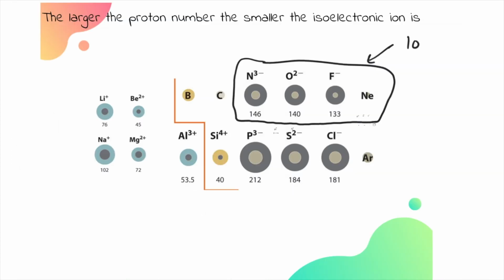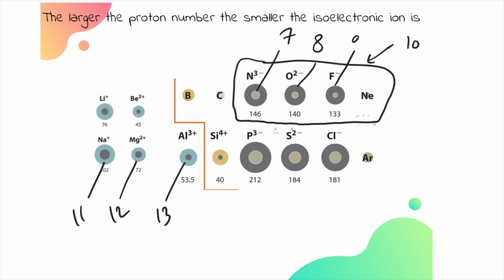The answer is simple. All you have to do is compare the proton number. So for instance, sodium has 11 protons, magnesium has 12, aluminum has 13 protons, nitrogen has 7, 8, 9, neon has 10. So for that reason, the smallest one of those ions is going to be aluminum. Why? Because it has more protons. Remember, the greater the nuclear charge, the smaller the radius is.